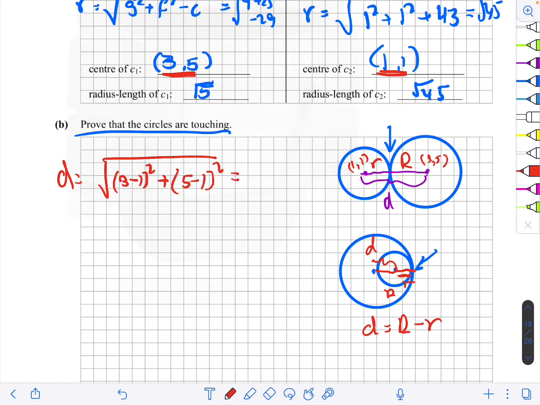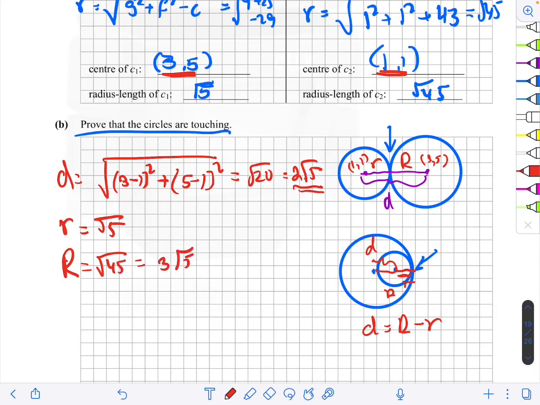And 2 squared is 4, and 4 squared is 16, so that's the square root of 20. The square root of 20, if you do it in the calculator, or in your head, is 2 square root of 5. And then we know the radiuses: the little radius is square root of 5, and the bigger radius was square root of 45. And I'll just write this as 3 square root of 5.